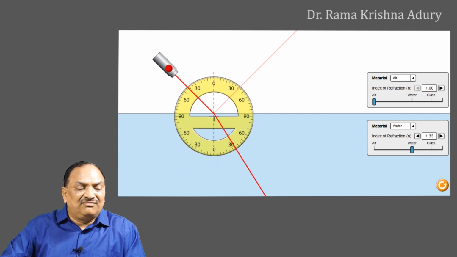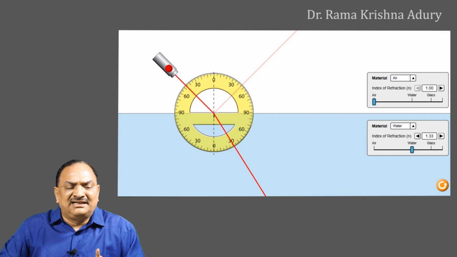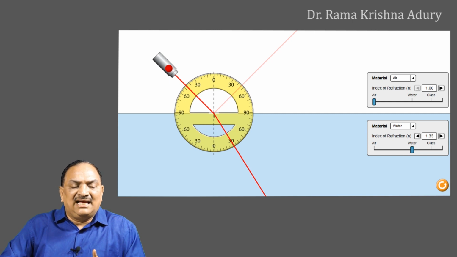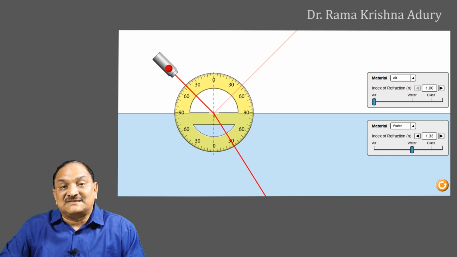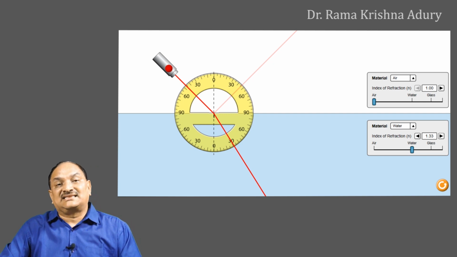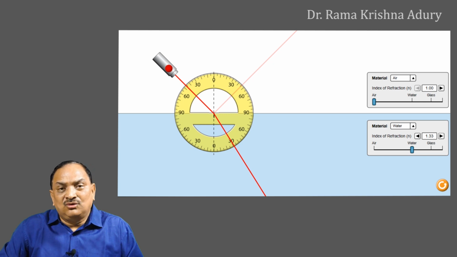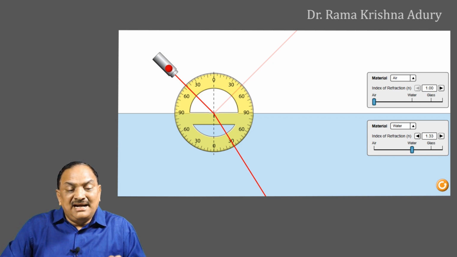I can even think of measuring the angle of incidence and angle of refraction. This angle of incidence is somewhere around 40 degrees, but the angle of refraction is only 30 degrees. So as the refracted ray is bending towards the normal, the angle of refraction is less than the angle of incidence. So when a ray is entering from rarer medium to denser medium, the bending of the light ray is towards the normal.